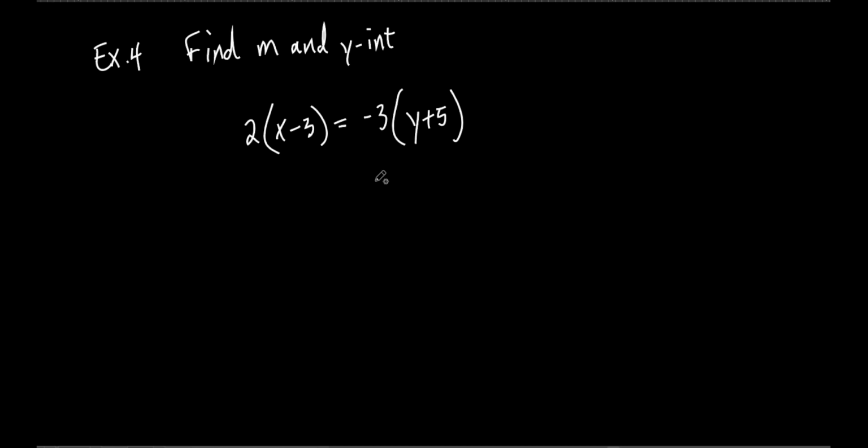What form do I want to put it in? Y equals mx plus b, which is the what? What's the name of it? Slope-intercept form. So that's what I want to do. I want to make it look like this. Okay? So basically, what am I going to do here? I'm just going to solve for what?